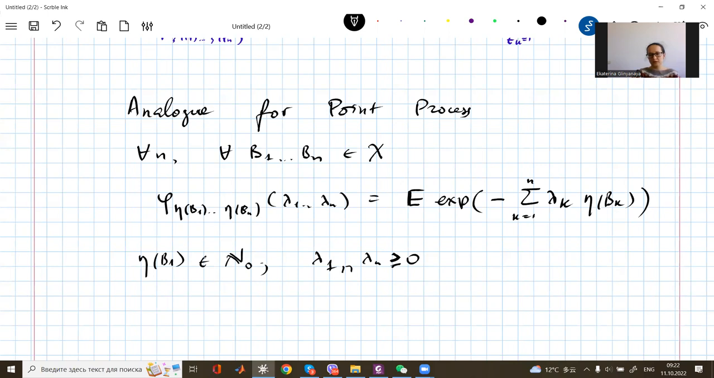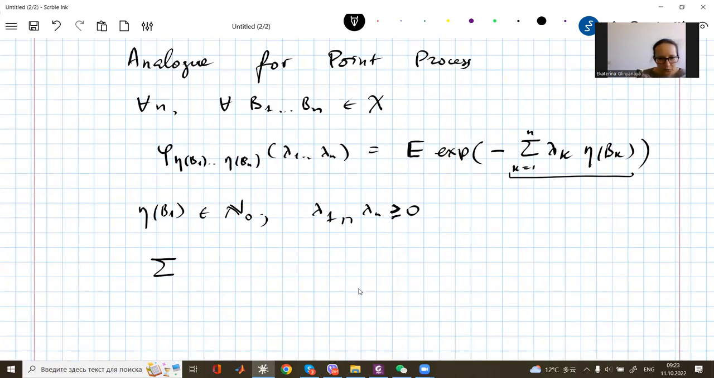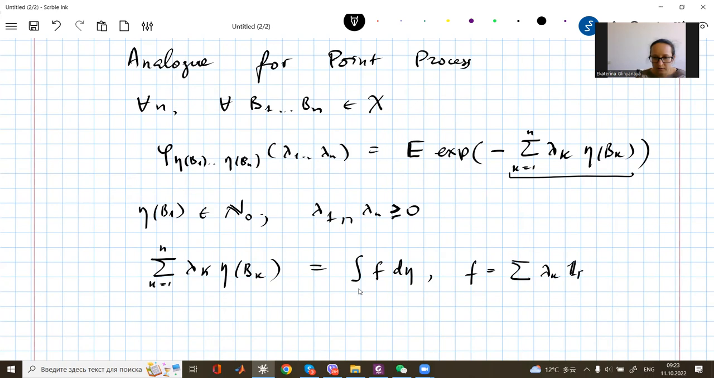So in this case, I can be sure that the expectation exists, and actually this is the definition of characteristic functional, but we can slightly modify it. So let us look at this sum. It can be written in the form of an integral, because here we have a measure, so I can write it as the integral of some function f d eta, where f is of the form lambda k indicator dk, k from 1 to n.